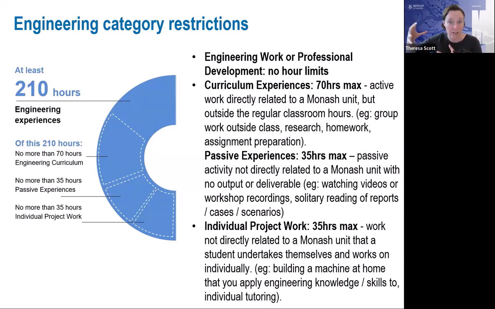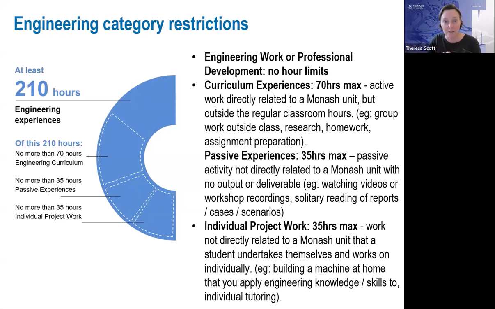So if you have a big project that you're working on, the team meetings around that, the research for that, assignment preparation, etc. Now, passive experiences have a 35-hour maximum that can count towards your CPD. These are passive activities that are not related to a Monash unit and that have no output or deliverable. An example of this would be watching a workshop video or doing some solitary reading of engineering reports or engineering case scenarios or something like that.